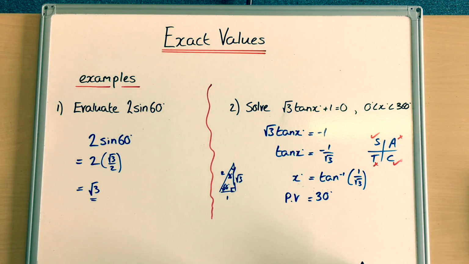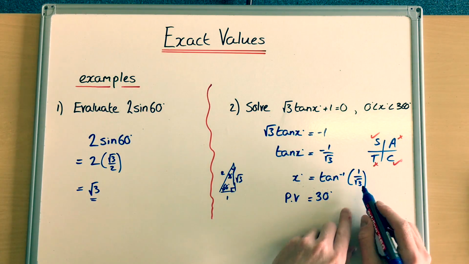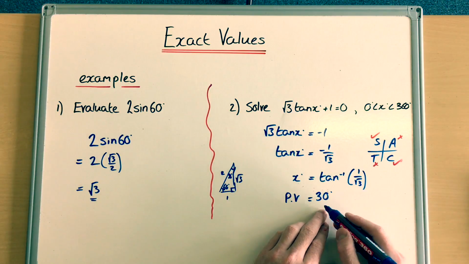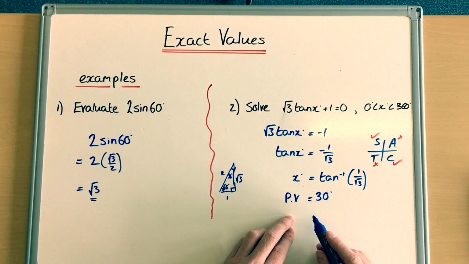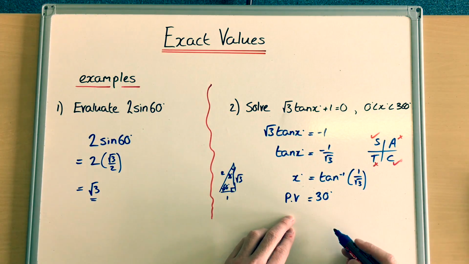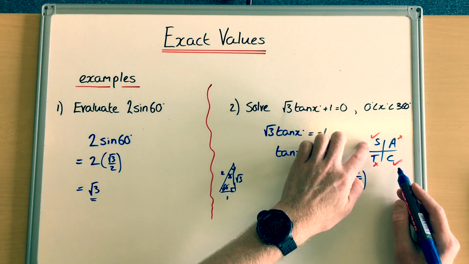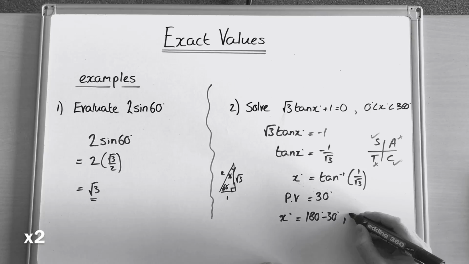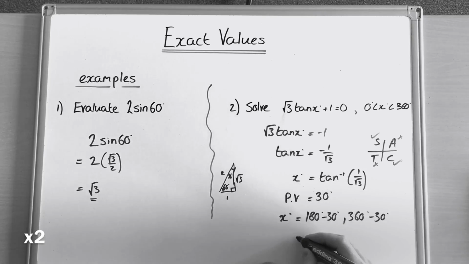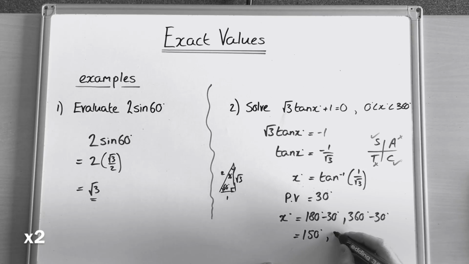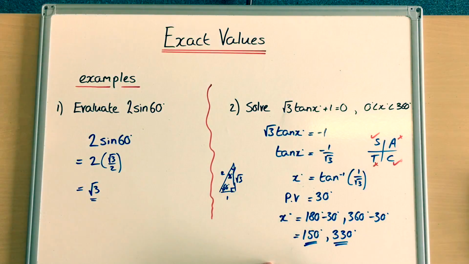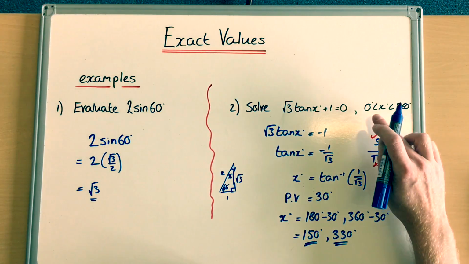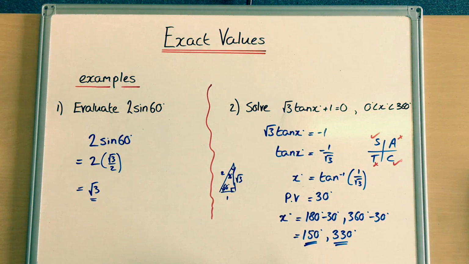Okay, so that's without a calculator. If you just know it by memory, then even better, you can just go straight there. And now what we're going to do is get our solutions. So that's 180 minus and 360 minus. Okay, final thing to do is check my limits, 0 to 360. Yeah, I'm happy with both of those.